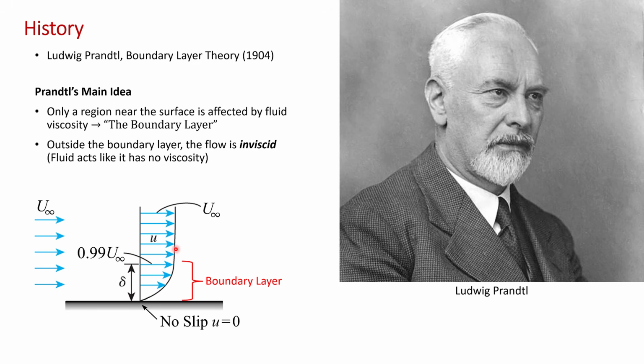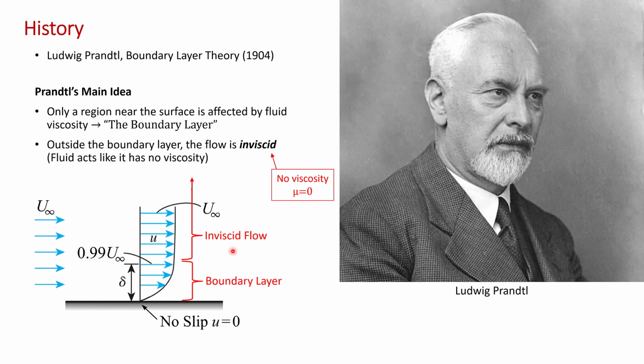This region is called the boundary layer, and the thickness of the boundary layer is usually denoted by the symbol delta. Outside of the near wall region, flow can be treated as inviscid, and that's an important fluid dynamics term. Inviscid means having no viscosity. Of course, all real fluids have viscosity, but the flow outside of the boundary layer behaves like it doesn't have any viscosity. And that's the genius idea of Prandtl.